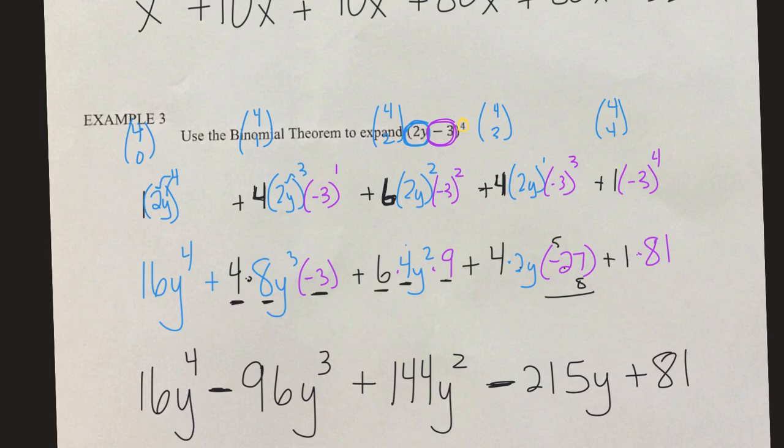It's not 144, is it? It's how many? 216, 36 times 6. Yes, I did not carry the 4. Thank you. 216y squared minus 216y plus 81.